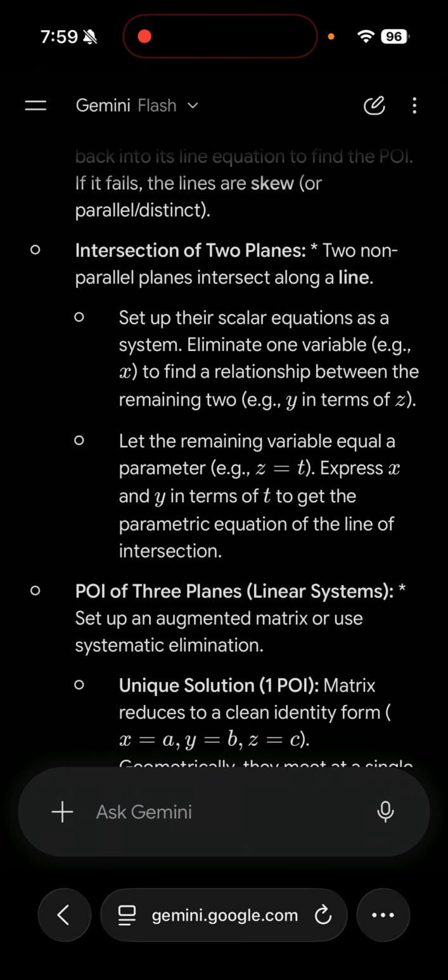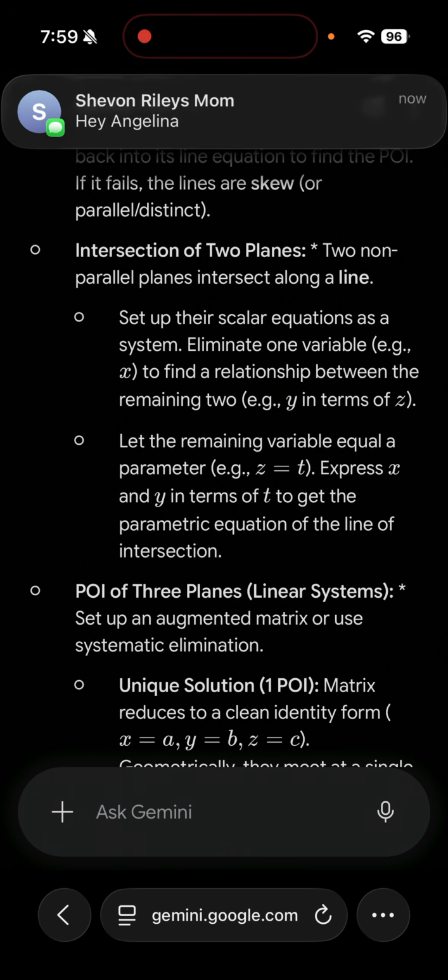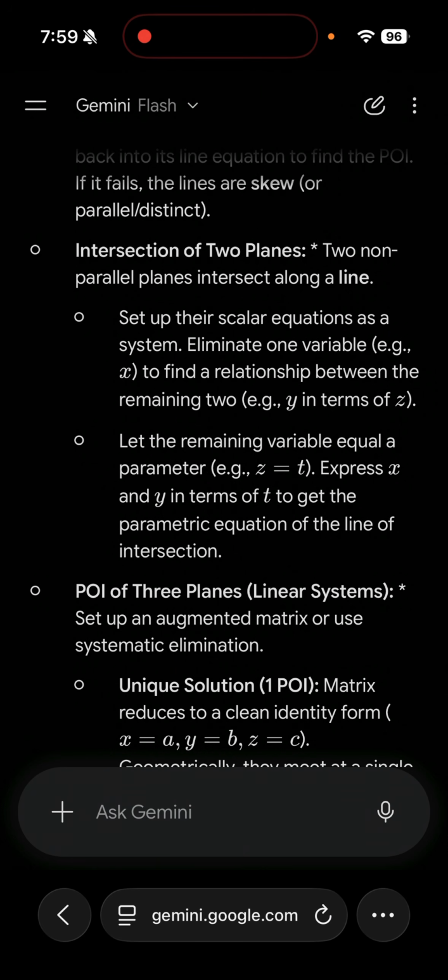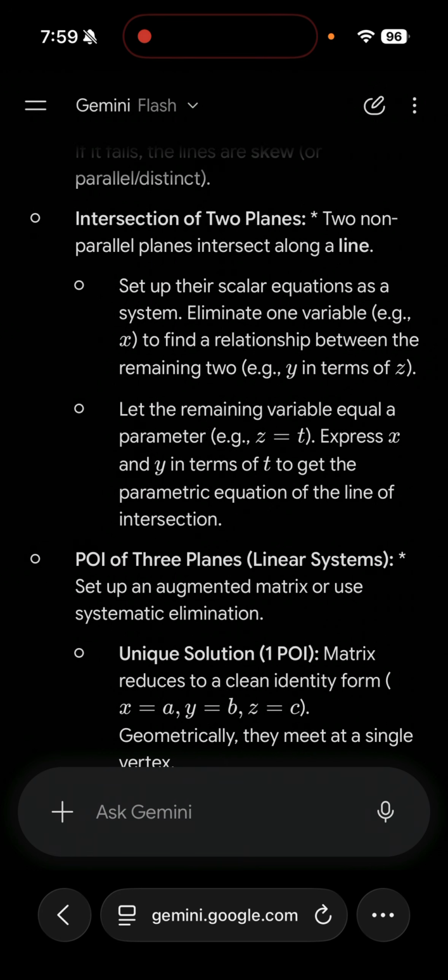Intersection of 2 planes. 2 non-parallel planes intersect along a line. Set up their scalar equations as a system. Eliminate one variable, for example x, to find a relationship between the remaining 2, for example y in terms of z. Let the remaining variable equal a parameter, for example z equals t. Express x and y in terms of t to get the parametric equation of the line of intersection.